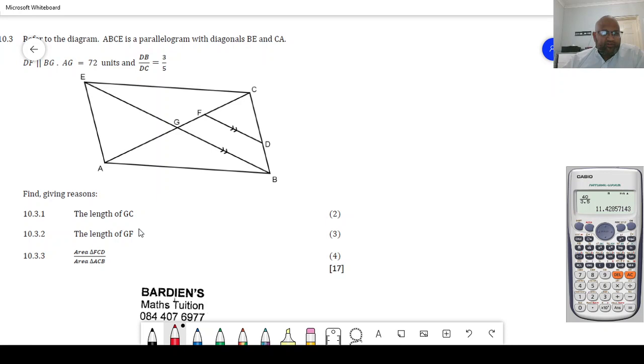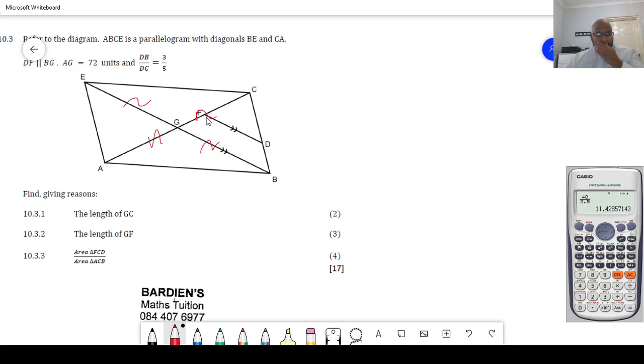Okay, the question says refer to the diagram. We are told that ABCE is a parallelogram. So if this is a parallelogram, all parallelogram properties are evident here: opposite angles are equal, two pairs of opposite sides are equal, two pairs of opposite sides are parallel, and diagonals bisect each other, which we will be using in this diagram here. With diagonals BE and CA, that length is equal to that length, and this length there is equal to that length there.